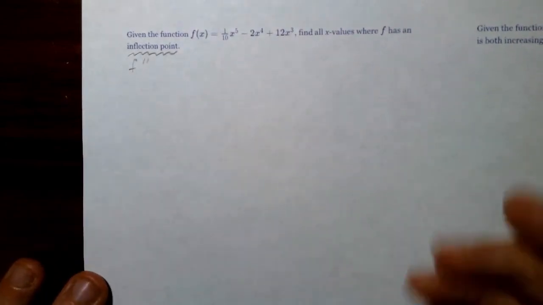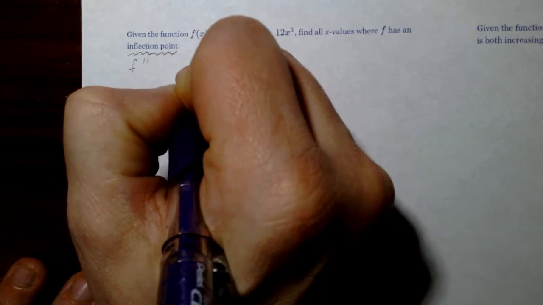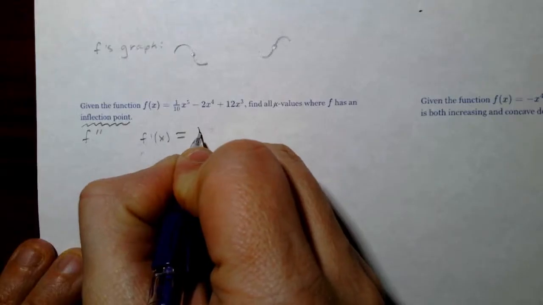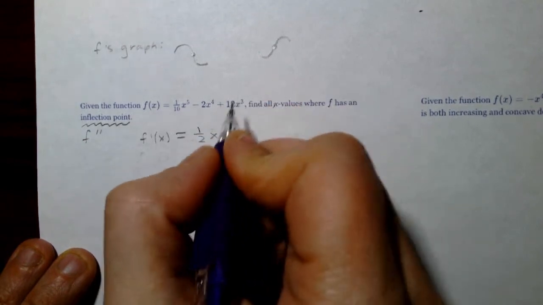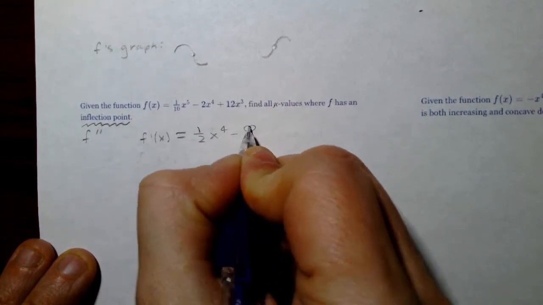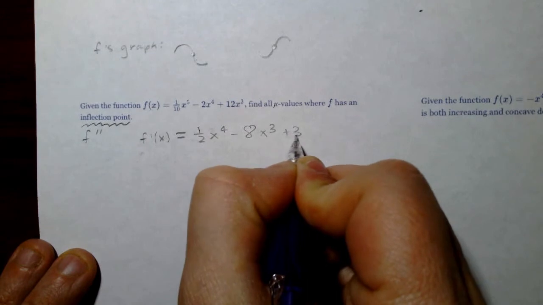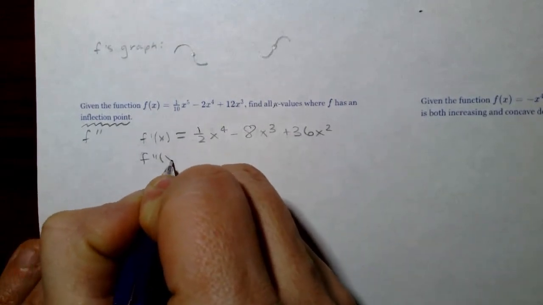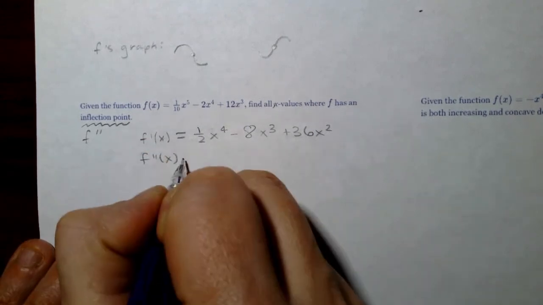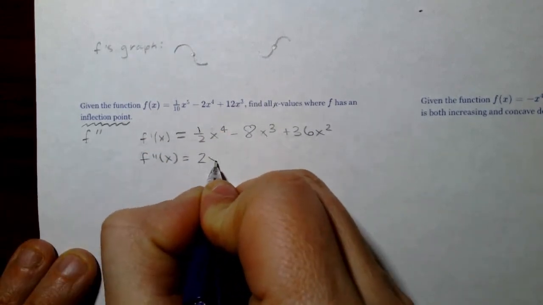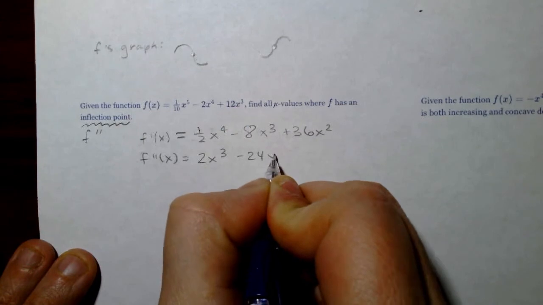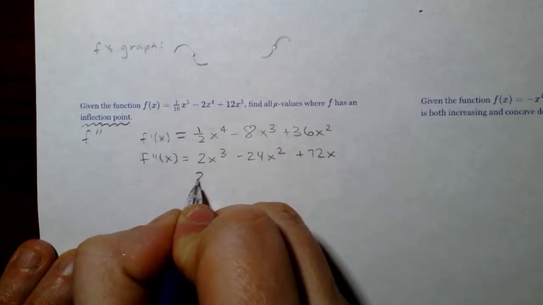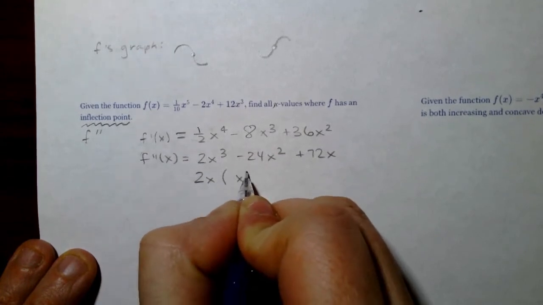So what I'm going to do is I'm first going to find f prime of x. It's going to be 1/2 x to the 4th minus 8x to the 3rd plus 36x squared. My f double prime of x, because remember we're going to talk about inflection points, is going to be 2x to the 3rd minus 24x squared plus 72x, which then I'm going to factor.